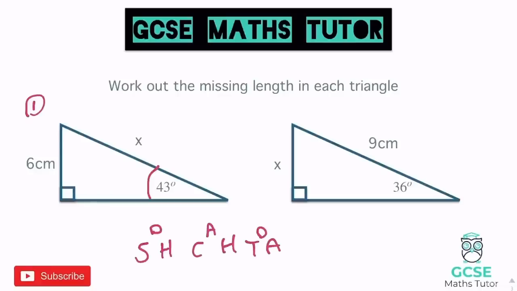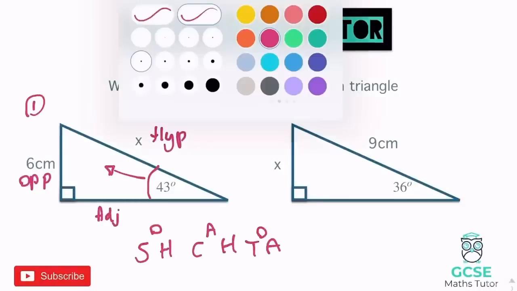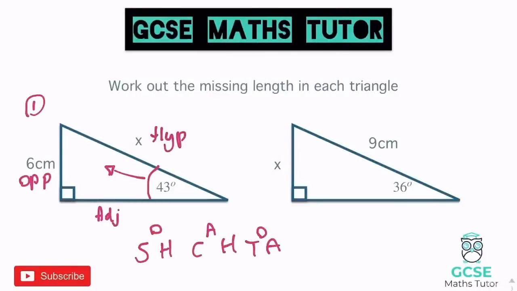So the first thing I need to do is label this triangle to see what sides we've got. Opposite the angle that we're using, that's called the opposite. The longest side, which is opposite the right angle, is always called the hypotenuse. And the final side there is called the adjacent. Now there's one of the sides here I don't need to be thinking about. I need to use the opposite. I'm looking for the hypotenuse, so I don't need the adjacent.